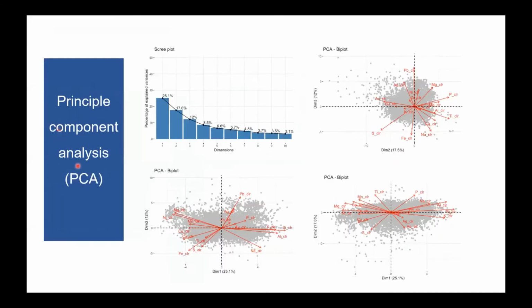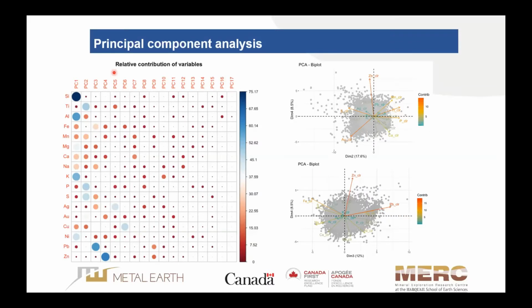Then principal component analysis was applied on the selected data. And as we can see in the scree plot, about 90% of the variance is explained by the first 10 components. The PCA biplots also show the PCA values and the loading values of variables in each PC. We can see the relative contribution of the variables.